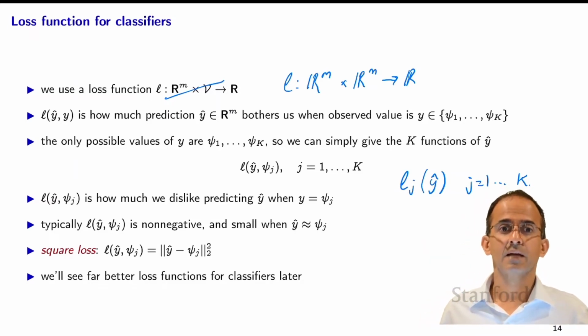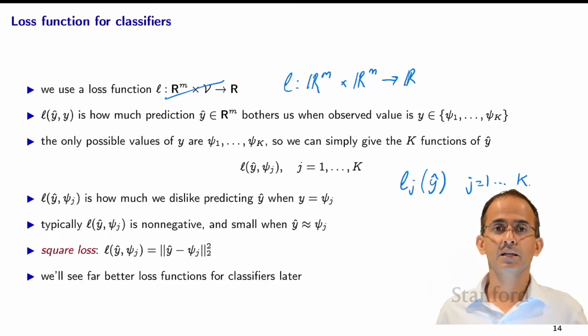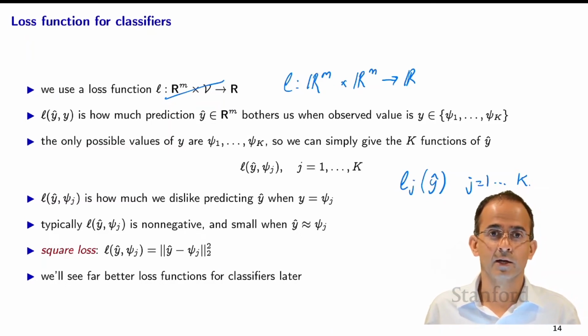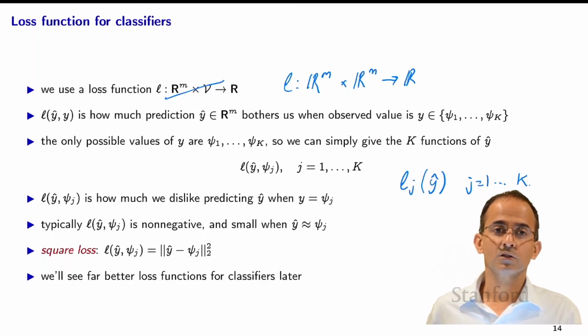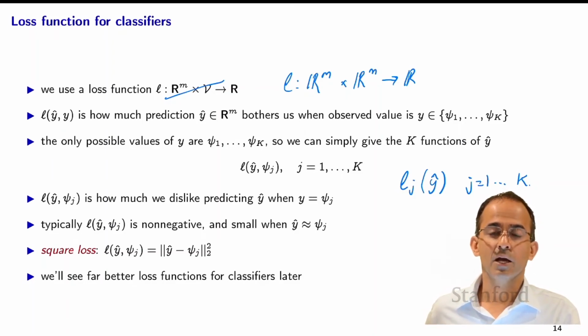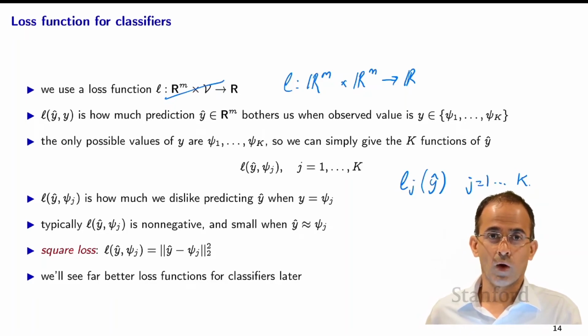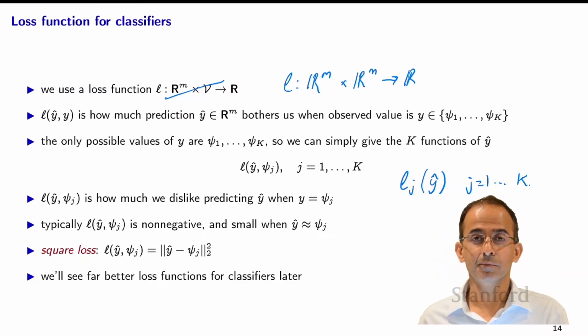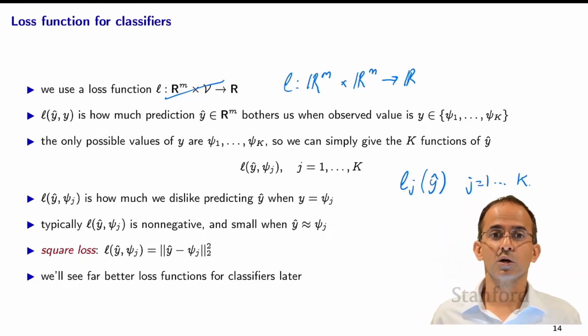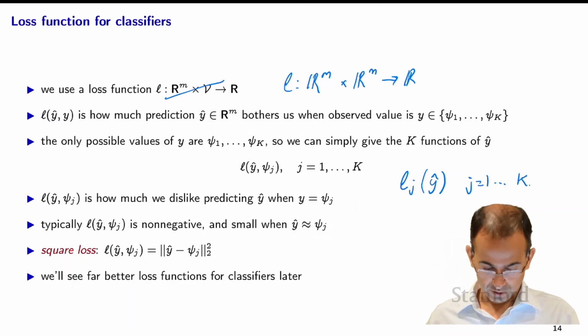What it is, it's how much we dislike predicting y hat in the particular case where the target variable is psi j, or correspondingly when y is psi j. And typically what you want is that the loss function L of y hat, psi j is a non-negative number, and it's small when y hat is close to psi j. So very commonly we might use the square loss, which is the 2 norm of y hat minus psi j. We'll see other loss functions which work much better for classification in the next section.